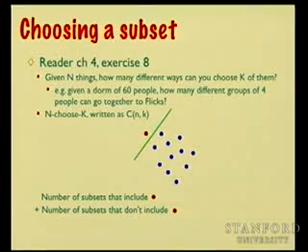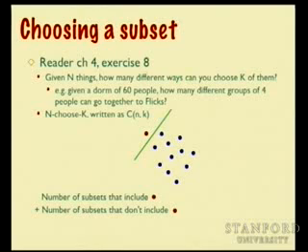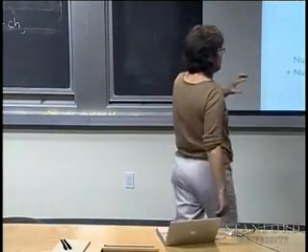So what I'd like to think about is, how many different subsets can I make that include Bob? And how many different subsets can I make that don't include Bob? And if I add those together, that should be the total number of subsets I can make from this collection. Okay, so the subsets that include Bob.